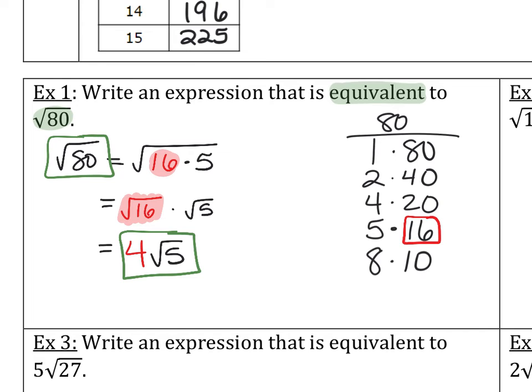But before we move on, we're going to check this in the calculator in your Desmos. Please do that. I need to see everybody check it. Square root of 80, 4 square root of 5.